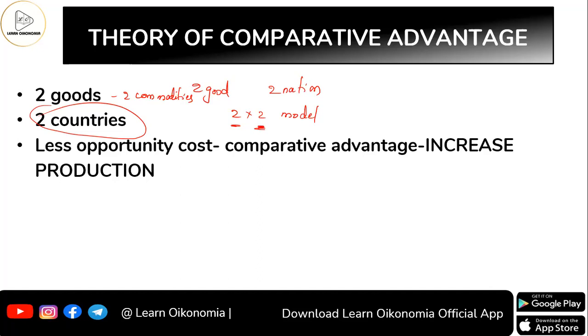Again, we know very well now that lower opportunity cost just means comparative advantage. If a nation has a comparative advantage, or lower opportunity cost, in the production of a particular commodity, it can increase production of that good and also export it. This is what we mean here. So let's proceed with our example and see how this happens in our context.